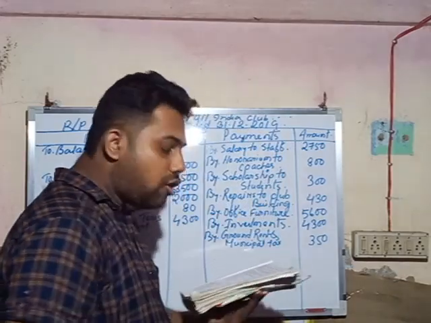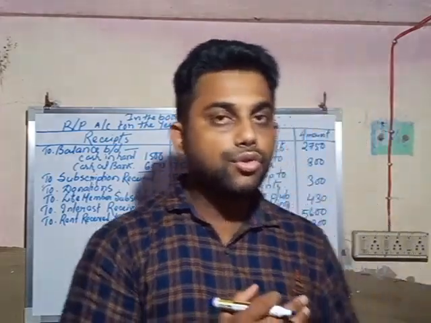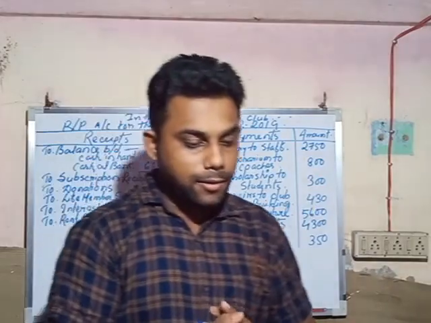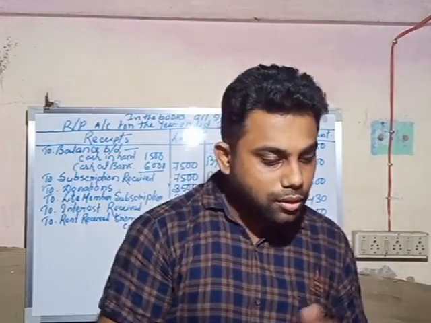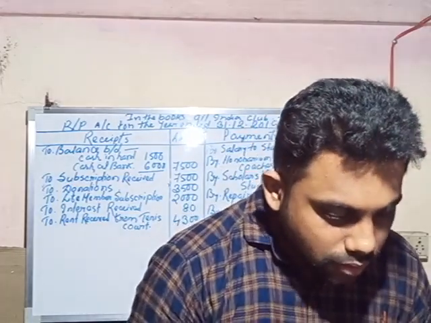And the last one is the outstanding at the end of the year. But the receipt and payment account does not include any outstanding items or any prepaid items. So it will not come in the receipt and payment account, either on the receipt side or the payment side. So this is all the information.